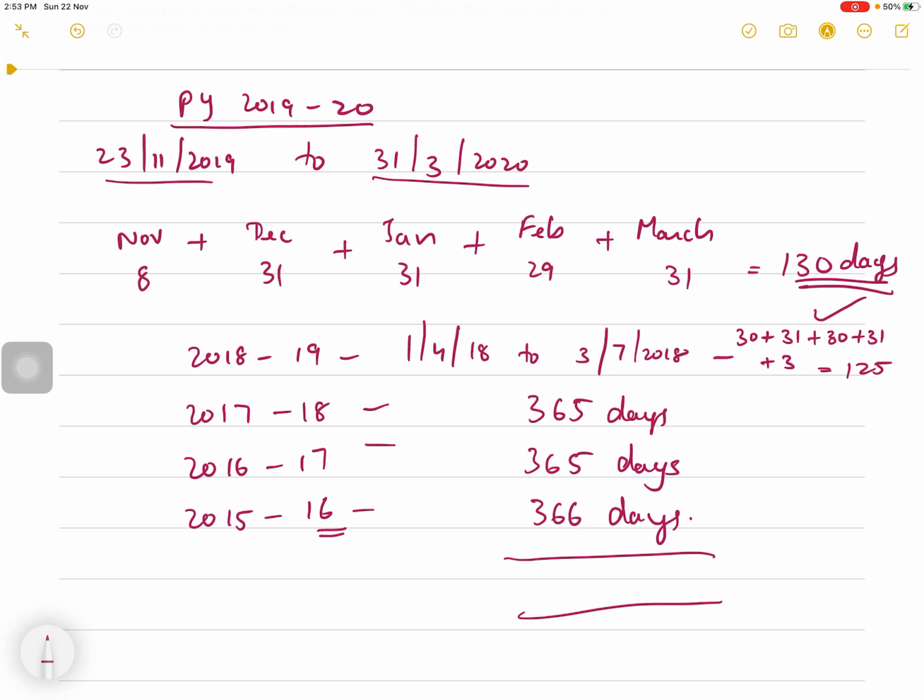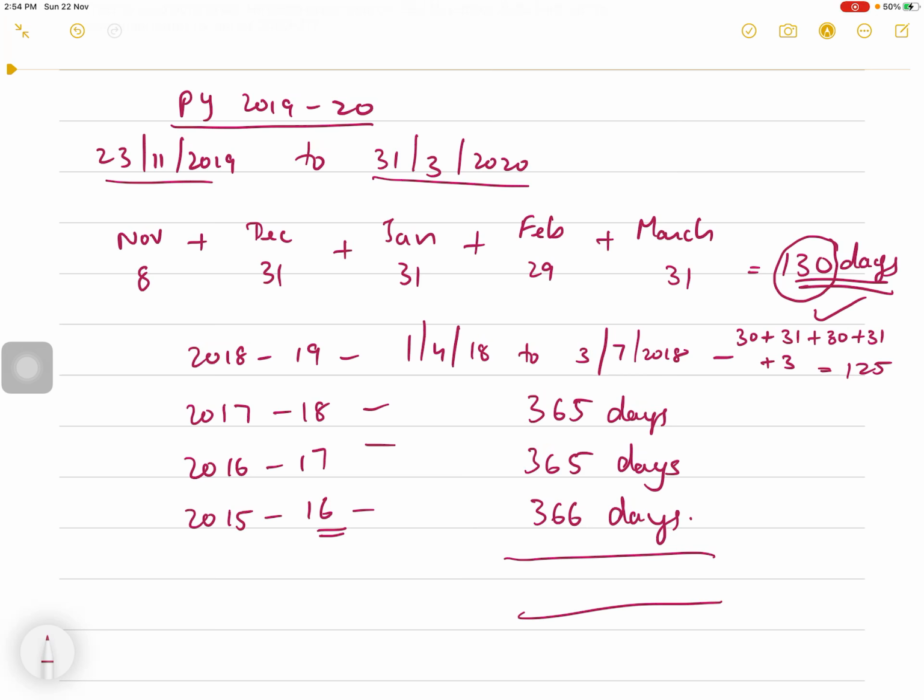It is more than 365, right? That means he satisfies the second basic condition. Therefore, he is resident. So, the first basic condition he does not satisfy, because his stay in India is less than 182 days. So first basic condition he does not satisfy.